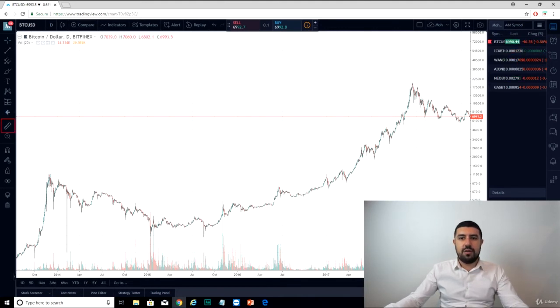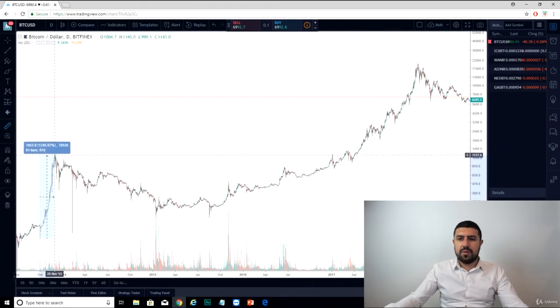I can click here on this measuring tape, I guess. Click at the bottom. Click at the top. Okay. So here in 67 days, this move was 1,200% return, right? So you would have made 12 times your money. You put 1,000, you make 12K in 2 months. And that was a huge move.